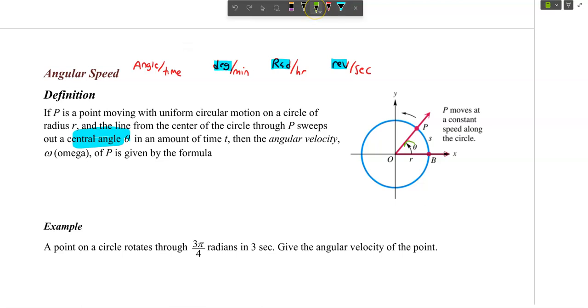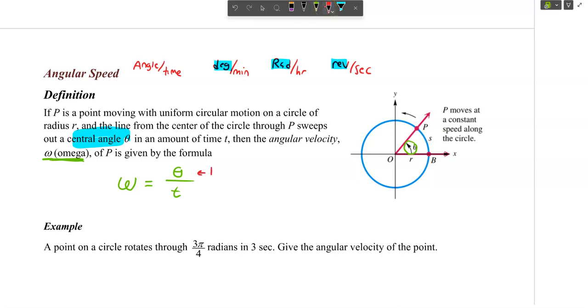So we want to basically figure out how quickly that angle is changing as time moves on. So we want to figure out our theta per our time, a rate of that. What we're going to use is the Greek letter omega, which is like a cursive W. I'm just going to make a W with a little curl through it to denote that Greek letter. So omega, the angular velocity, is going to be the total central angle movement divided by time. So I'll write that down.